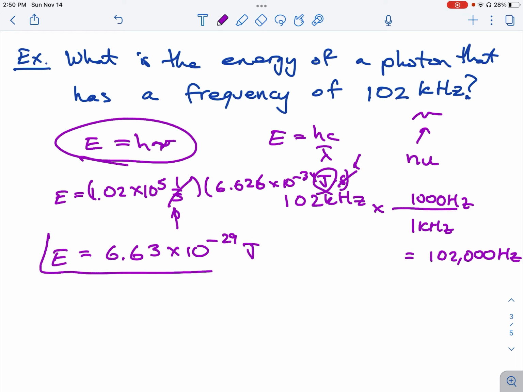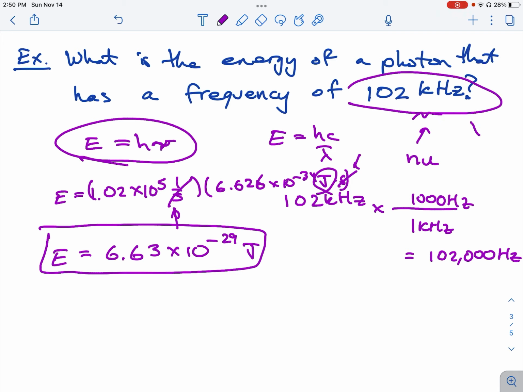Incidentally, this is a radio frequency, like when you turn the car radio on and you turn it to 102 FM. That's a radio frequency, and they tend to be pretty low energy. It's part of the reason that they're not bad for you, and we broadcast them all over the place. Cool. So that's the energy equation.